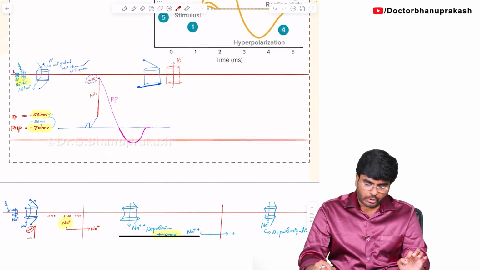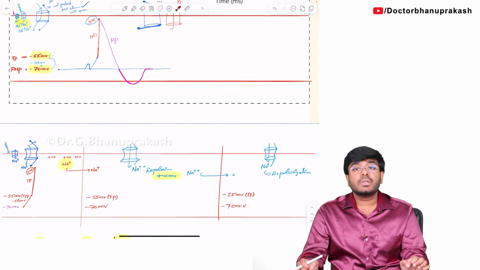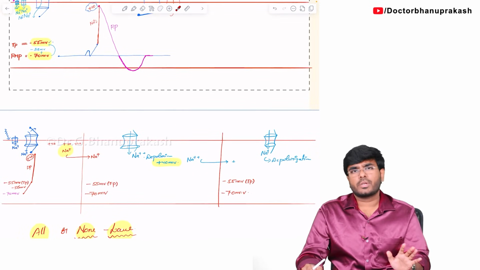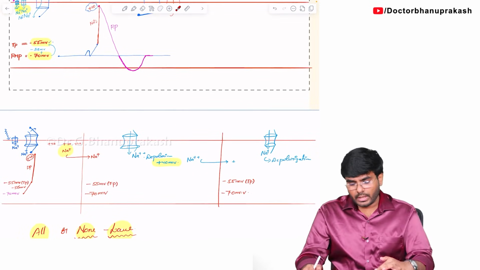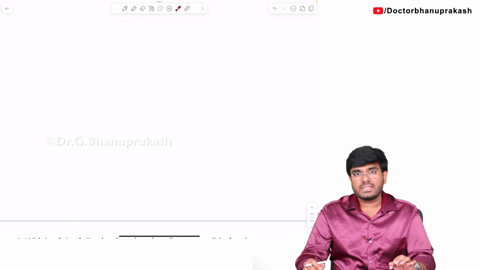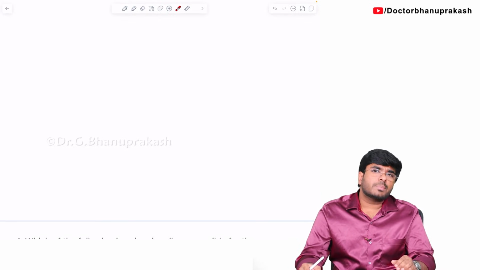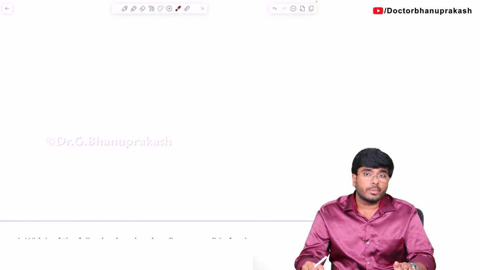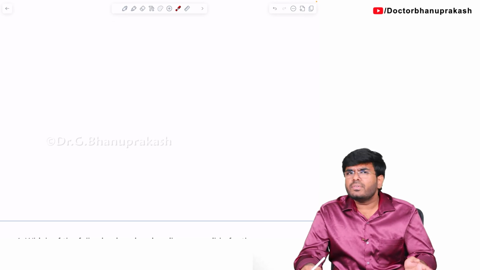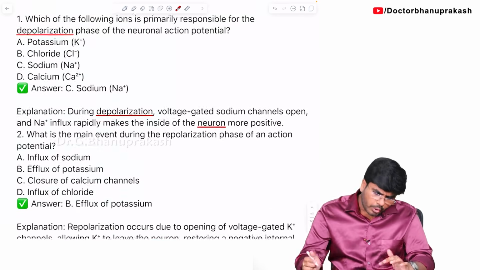With this, what have we completed? We have completed action potentials, how the action potentials actually travel in the neuron. Now let's see some important MCQs. In the further videos, we'll also be discussing the absolute refractory period, the relative refractory period, and the classification of the nerve fibers. We'll discuss that, but now let's see some important MCQs.